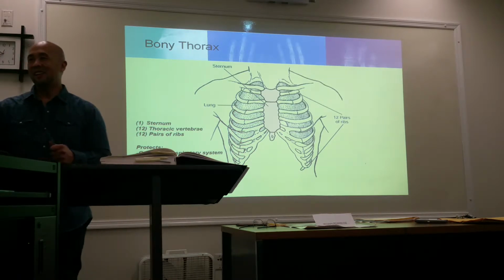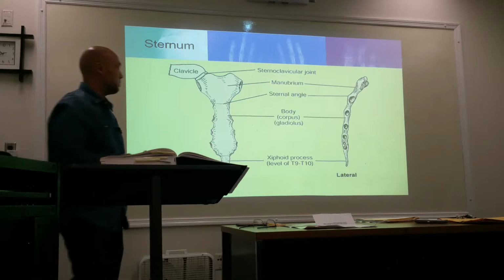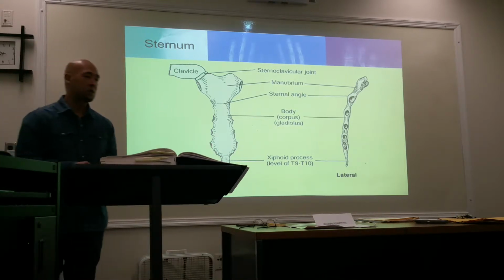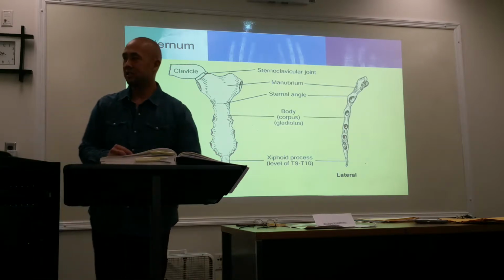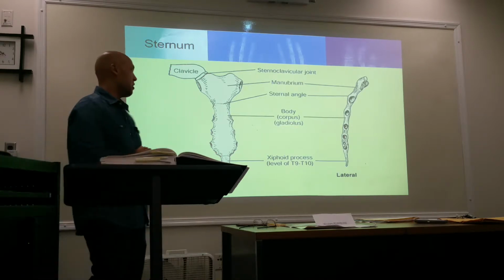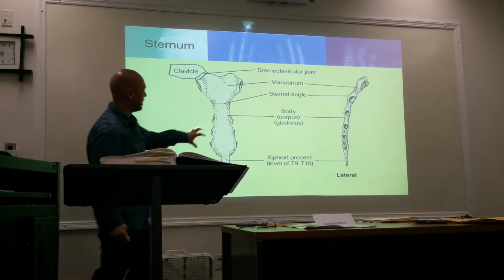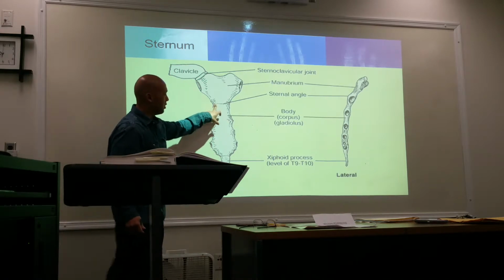No. Okay, so the bony thorax protects the organs of respiration, the heart, and also the great vessels. All right, specifically on the sternum. The sternum is broken up into 3 main sections. The most superior is going to be the manubrium. Between the manubrium and the second section, which is the body, is the sternal angle.